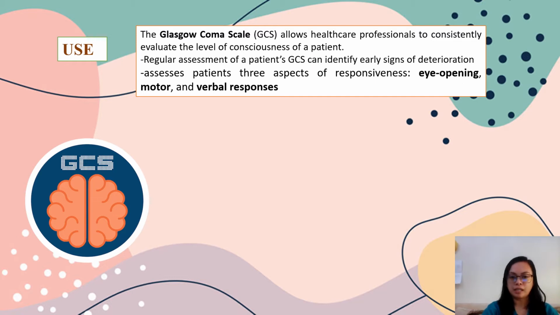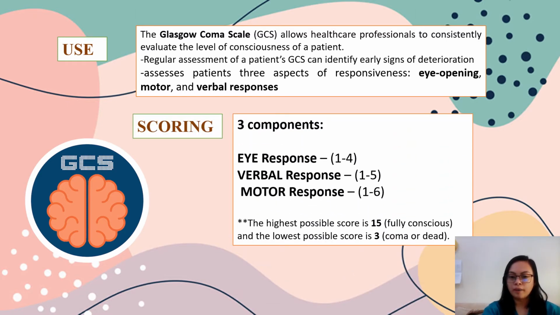The regular assessment of a patient's GCS can identify early signs of deterioration. Then we have three aspects of responsiveness in this scale: the eye-opening, the motor, and the verbal responses, which we will tackle later on. For the scoring, the highest possible score is 15 and the lowest possible score is 3.